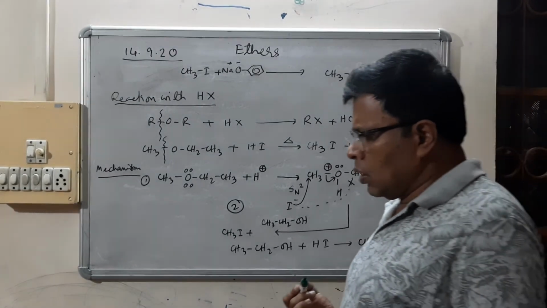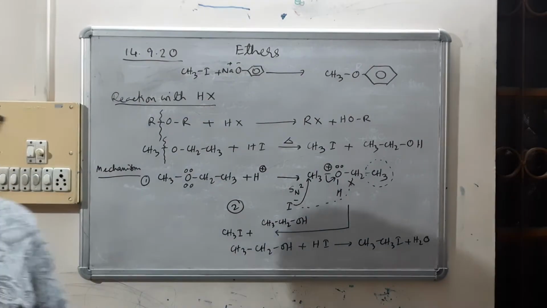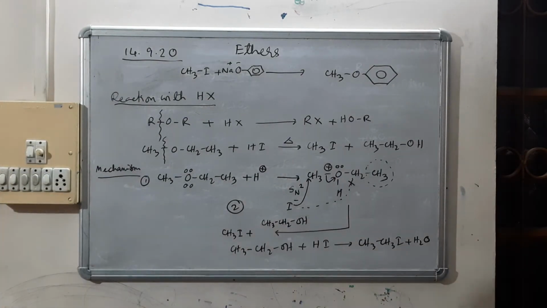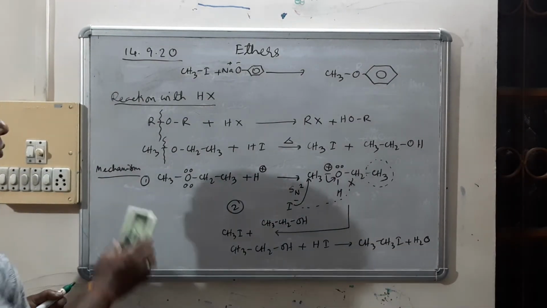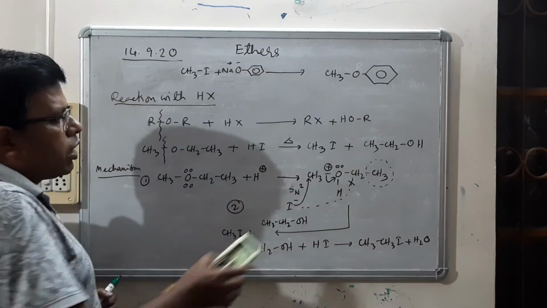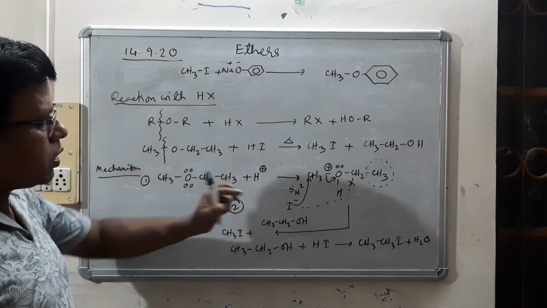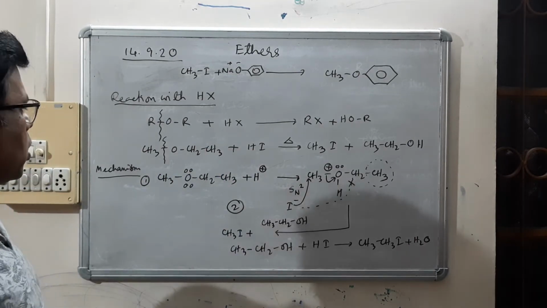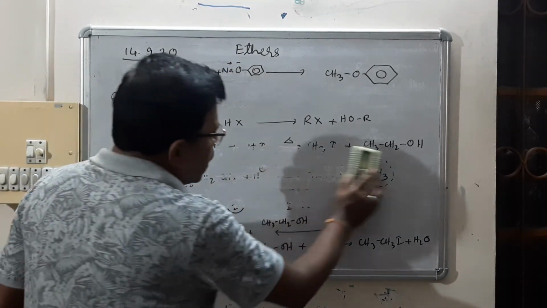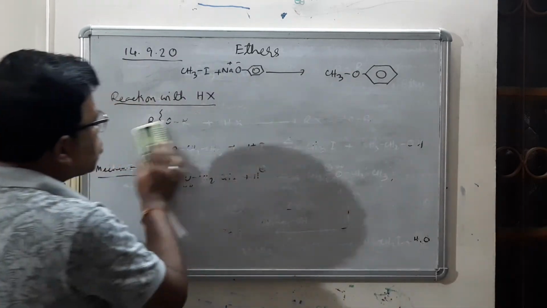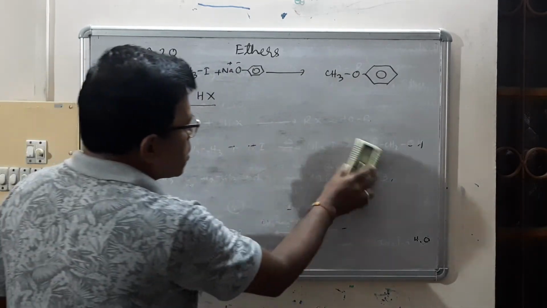Now, suppose, let me discuss this question now. So this is SN2 attack. Nucleophile attacks a smaller alkyl group. This is what we can see from here. Now, how can you explain the formation of these products by this reaction?